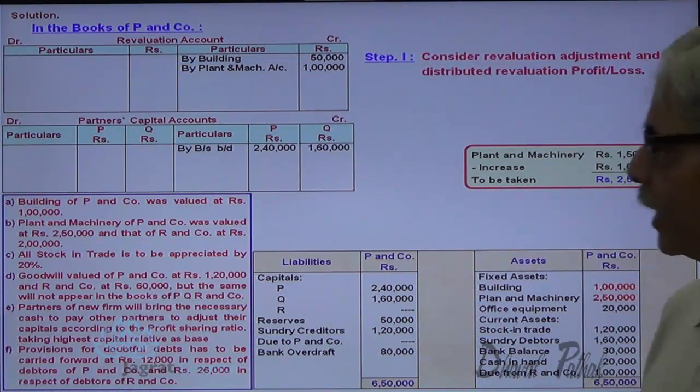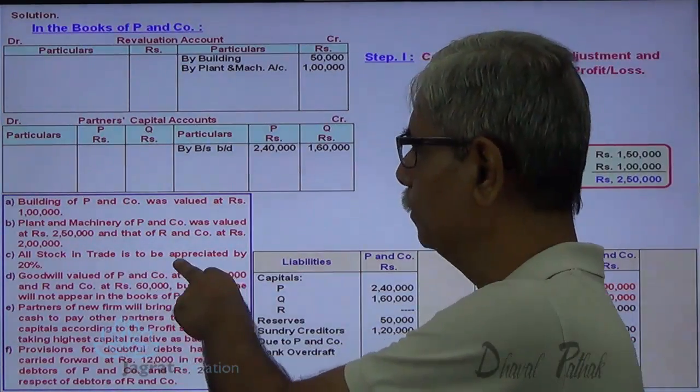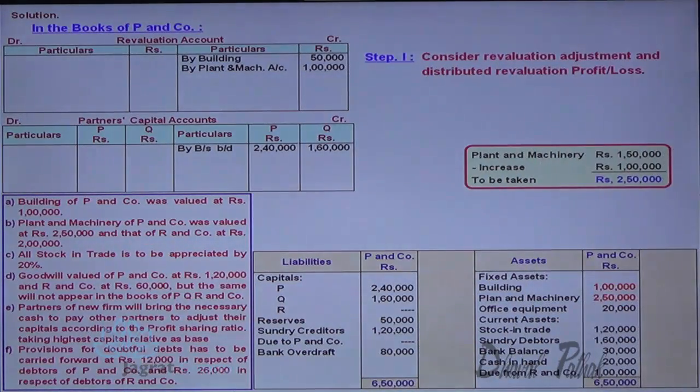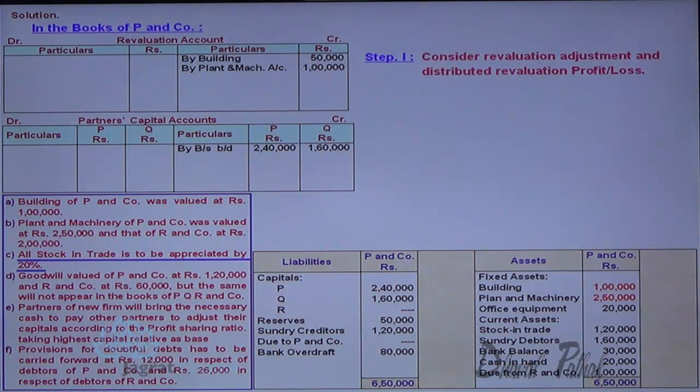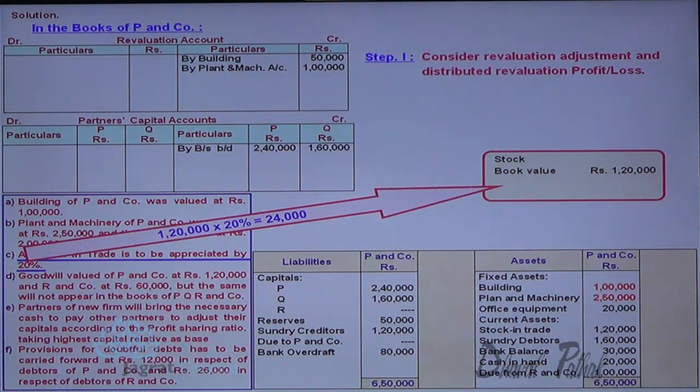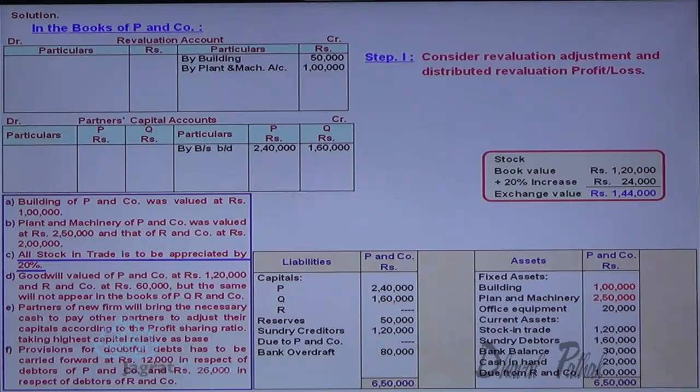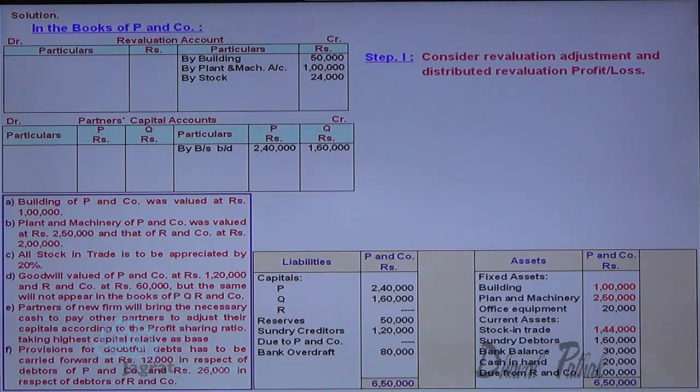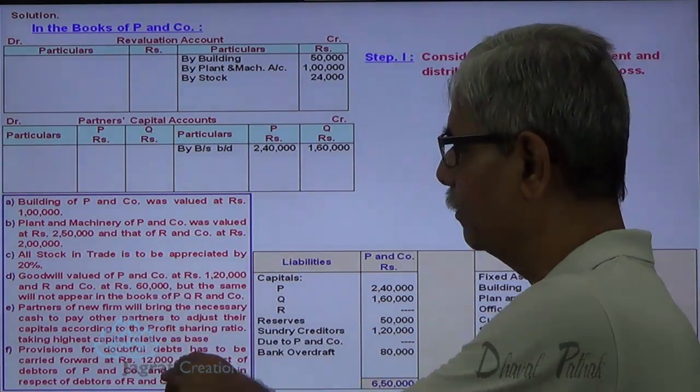Now, after these two adjustments, all stocks appreciated by 20%. So how much is the stock? Stock is 1,20,000. Appreciation 20%, 1,20,000 into 20%, 24,000. So new value of the stock is 1,44,000. Increase in value of stock is credited to revaluation account, and the new value of stock I write in my balance sheet 1,44,000. Now, stock goodwill is done.